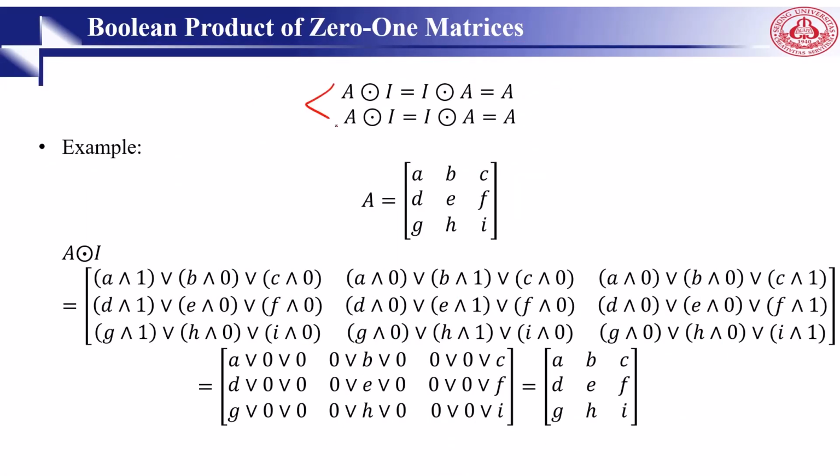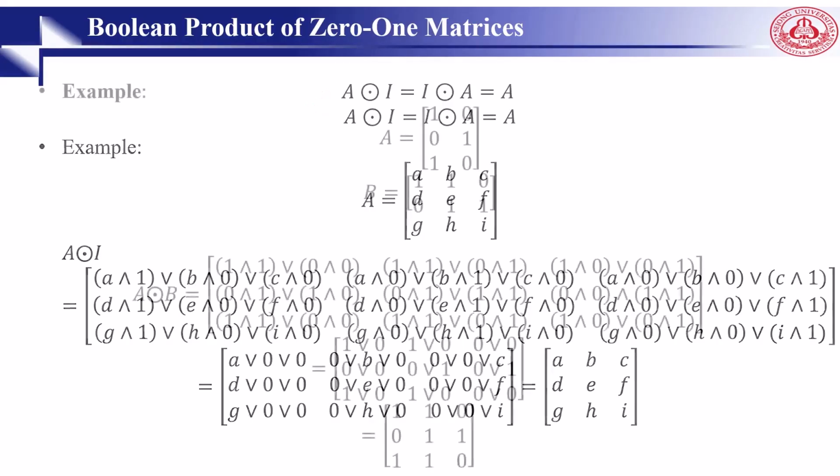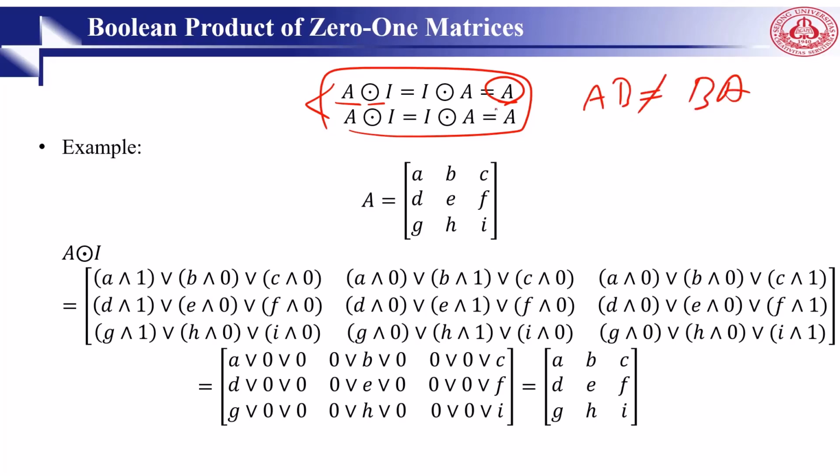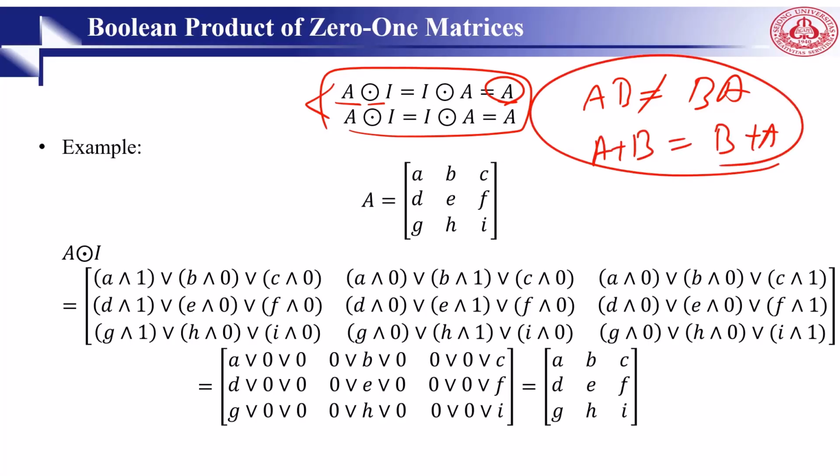These are two main properties for 0, 1 matrices. The Boolean product, as we learned here, of any matrix with I is equal to A, right? And the opposite side is the same. It doesn't matter if we change it. But if you remember, AB was not equal to BA. But here, it is the same. We say that A plus B equals B plus A based on those properties. But for the identity matrix, it happens.